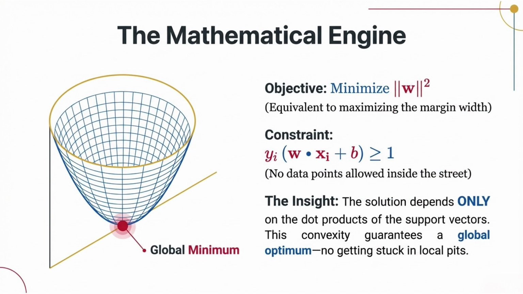Now, we will explore the mathematical foundation behind support vector machines. The objective is to minimize the squared magnitude of the weight vector, which maximizes the margin between classes. The constraint ensures that all training points stay outside the margin boundary. Because this is a convex optimization problem, it guarantees a global minimum solution. This means the model finds the best possible separating boundary without getting stuck in local minima.